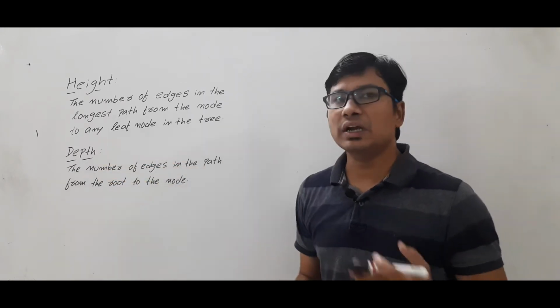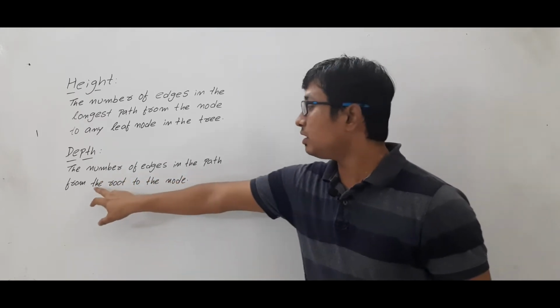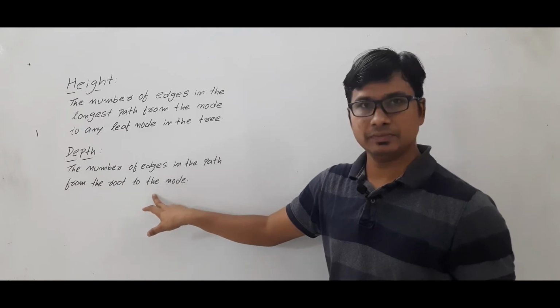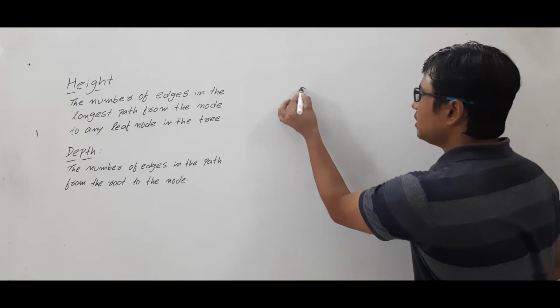Now, let me define what is the depth. The number of edges in the path from the root node to the node. Is it clear? Are you able to understand? Let me define the height and depth with an example.